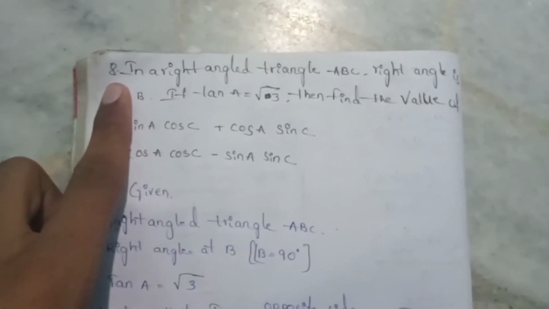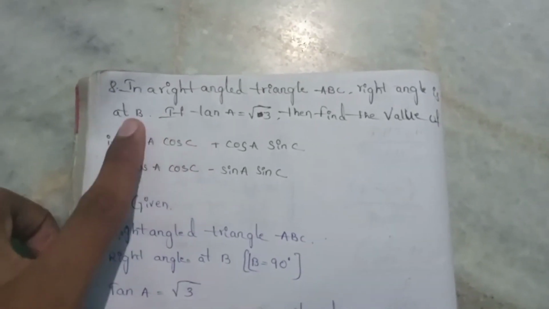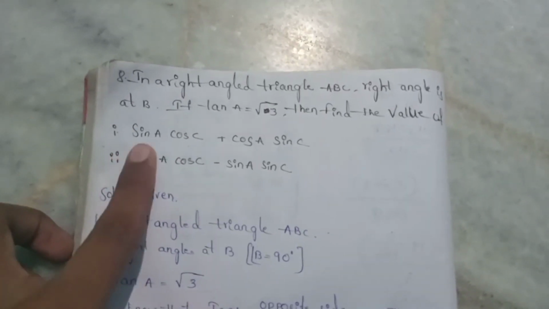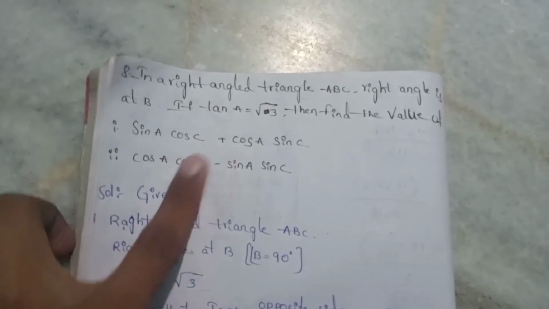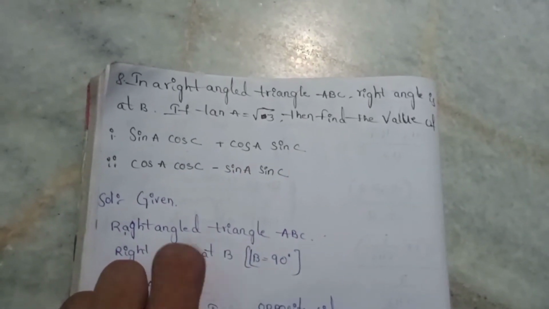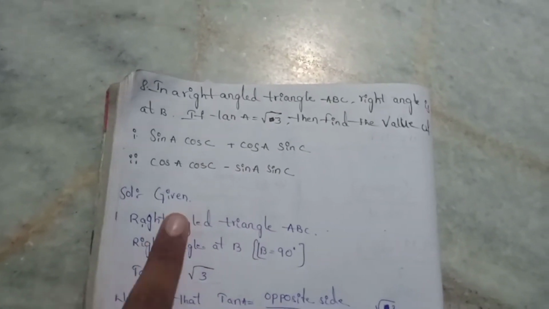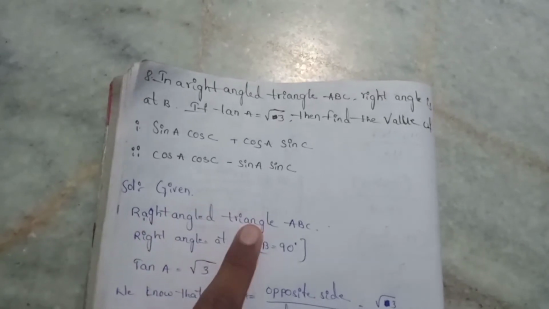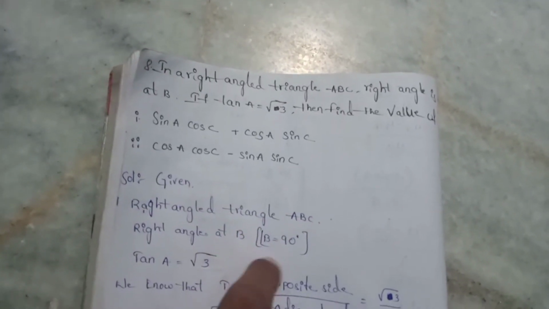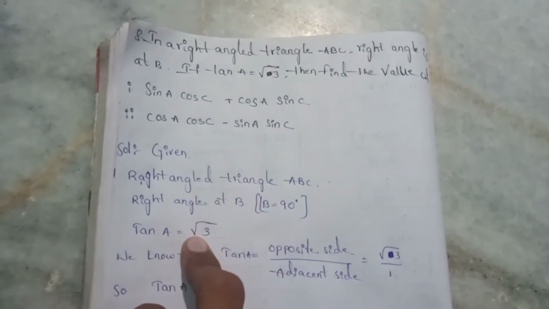See, next, the 8th one. In a right angle triangle ABC, right angle is at B. If tan A is equal to root 3, then find the value of sin A cos C plus cos A sin C, by cos A cos C minus sin A sin C. First of all, we have to write what is given in this question. Right angle triangle ABC, right angle at B, that means angle B is 90 degrees. And tan A is equal to root 3.